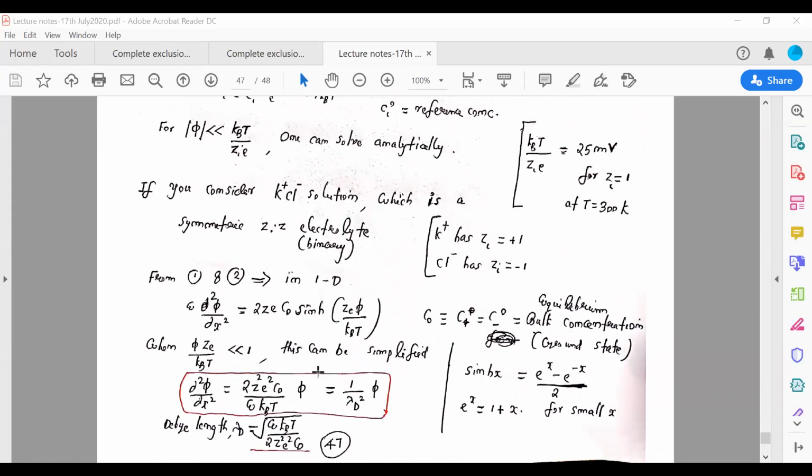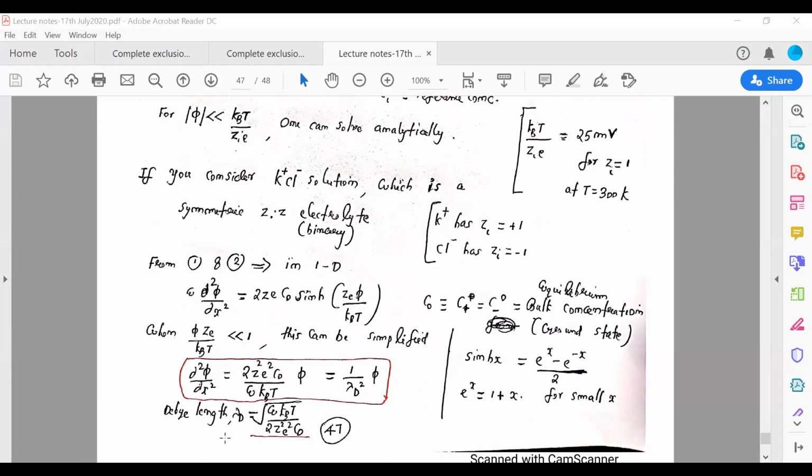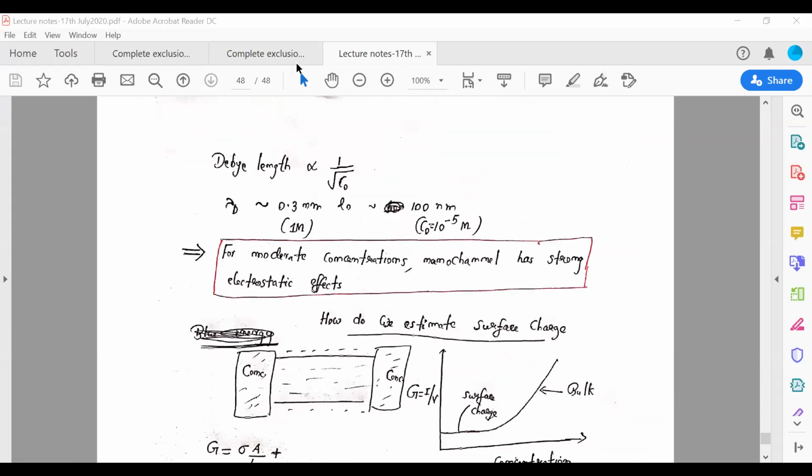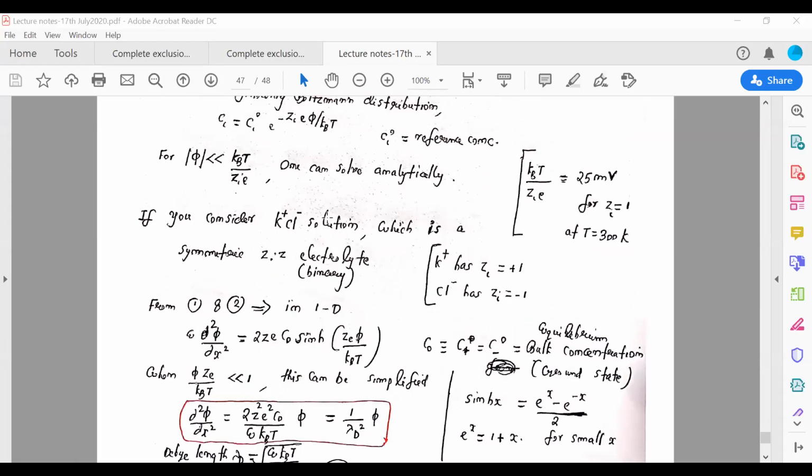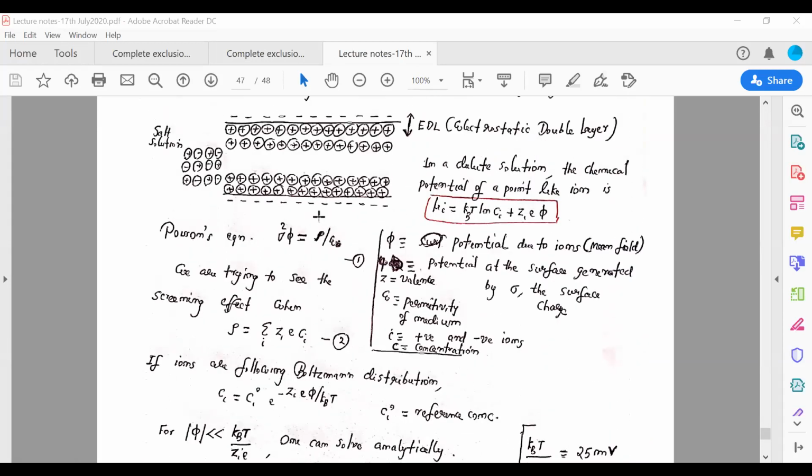Then we can talk about the Debye length or screening length, which is inversely proportional to the concentration. Your lambda d is very small for higher concentrations, because high concentration means your Debye length is smaller. If you have a smaller concentration, your Debye length is larger. So what it essentially means is that this shielding is not perfect. If you have lower concentrations, lambda d is how far this potential penetrates into the solution.